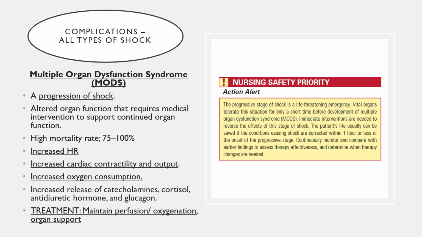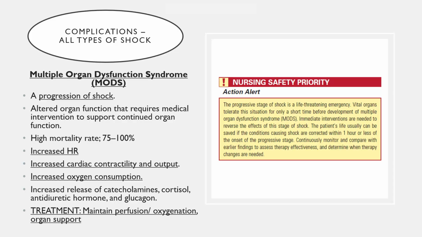You're going to see an increase in those catecholamines, cortisol, antidiuretic hormone, and glucagon. Your sugars are going to be high. So treatment: maintain that perfusion, give them oxygen and organ support.